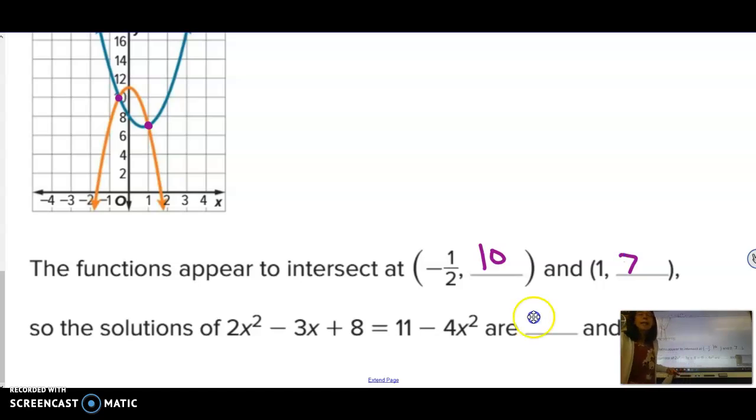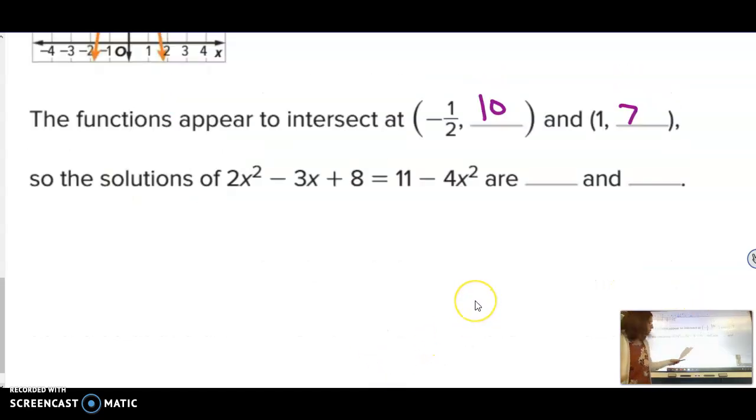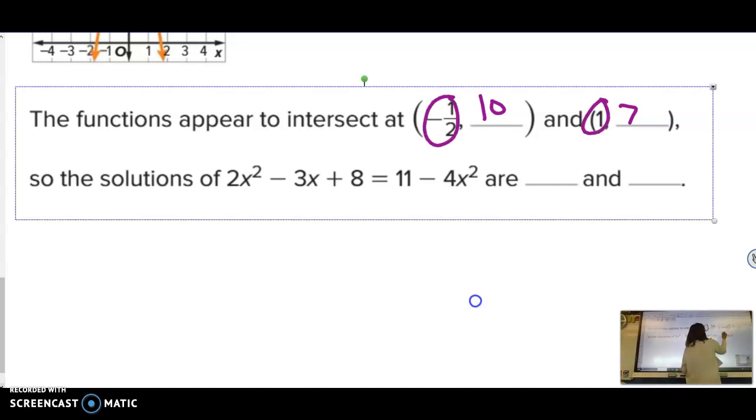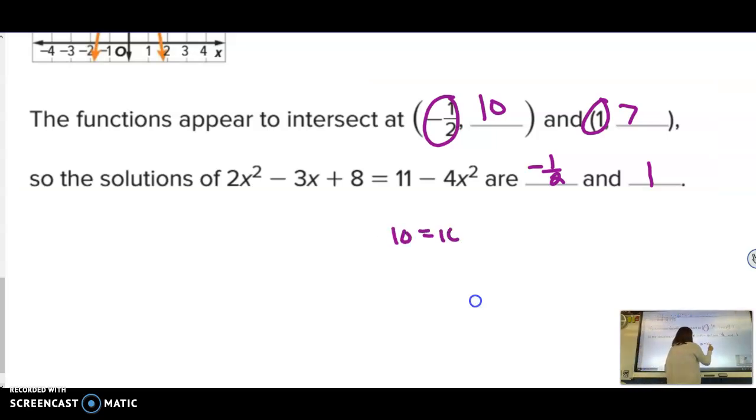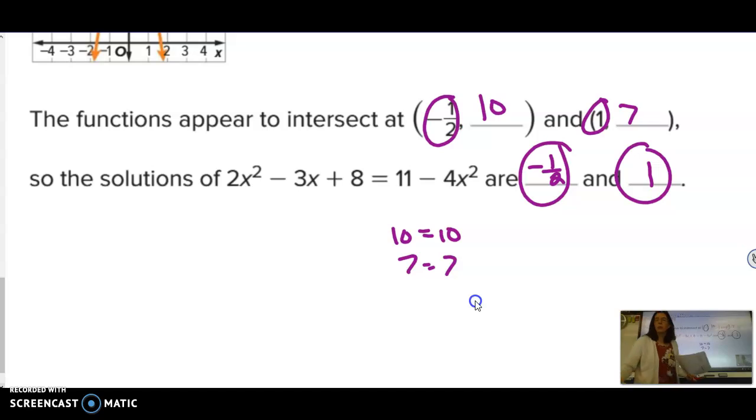Right, now realize that these are just the 2 numbers that make the equation equal on both sides. So the solutions are actually just the x values in this case. So the solutions are -1/2 and 1, because those are the values that make both sides of the equation equal. When I put in a -1/2, basically the equation says 10 equals 10. And when I put in a 1, I get 7 equals 7. So these are the x values that I am trying to solve for. So that would be the answer.